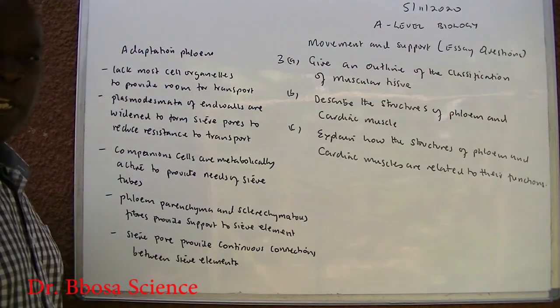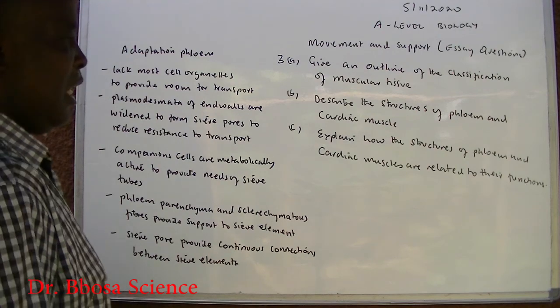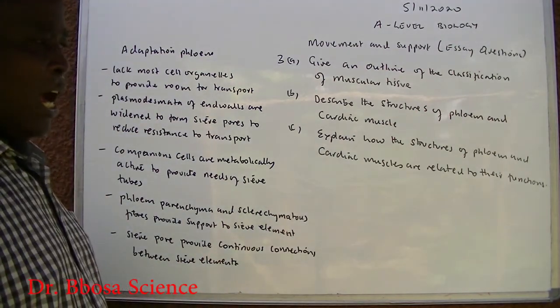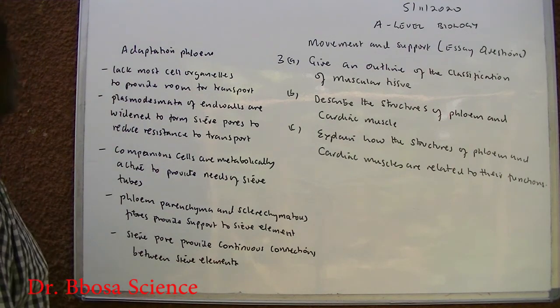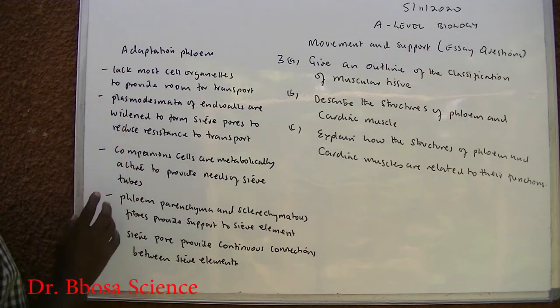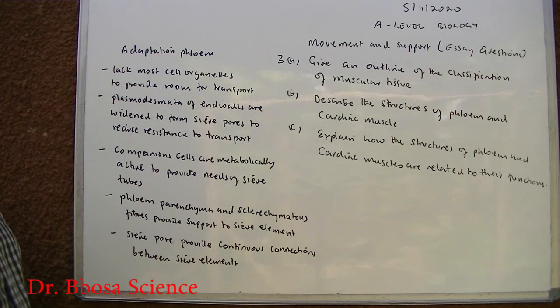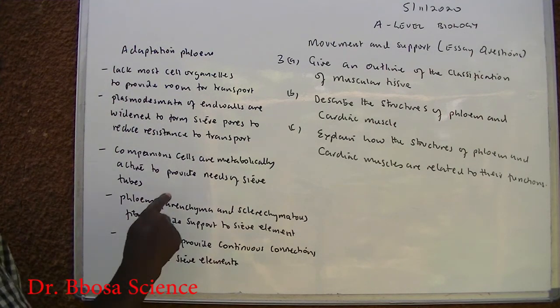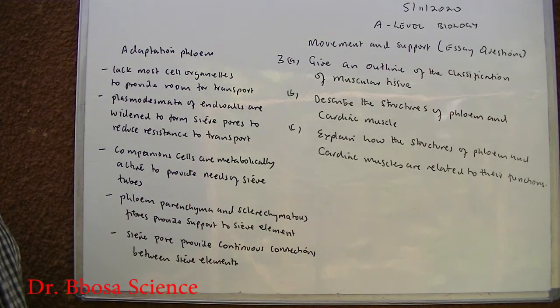C. Explain how the structures of phloem and the cardiac muscles are related to their functions. Adaptation of phloem. 1. Sieve elements lack most organelles, to provide room for transport. 2. Plasmodesmata of end walls are widened to form sieve pores to reduce resistance to transport. 3. Companion cells are metabolically active to provide needs for sieve tubes.